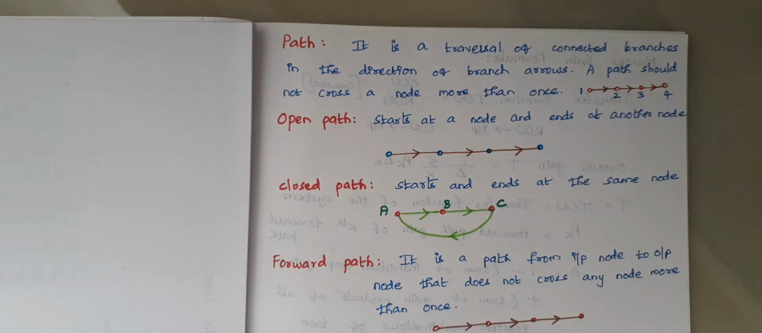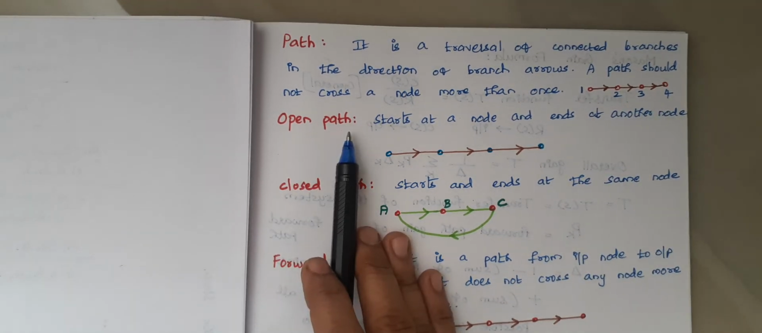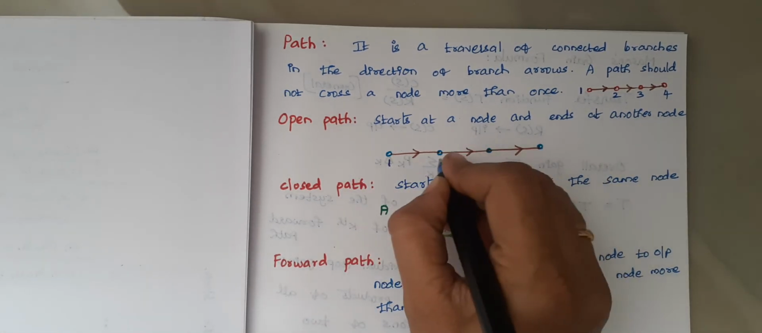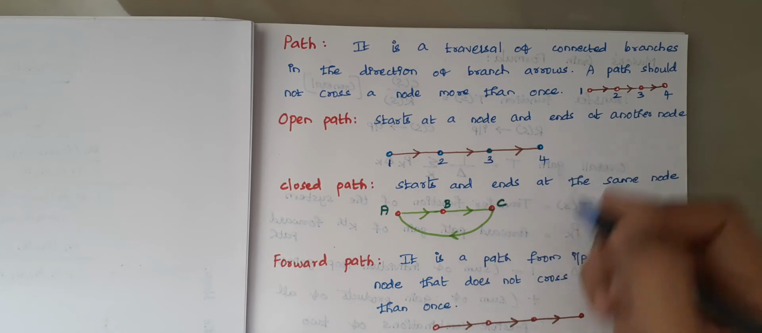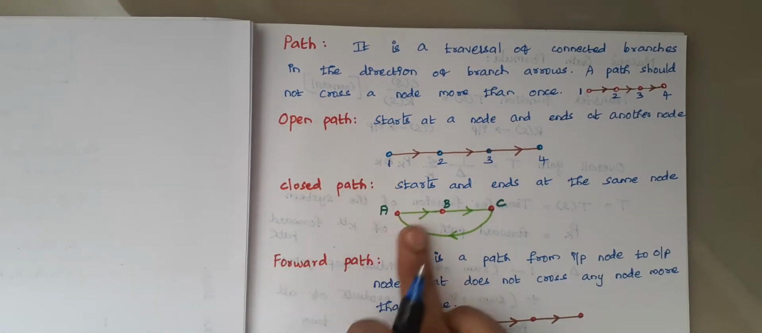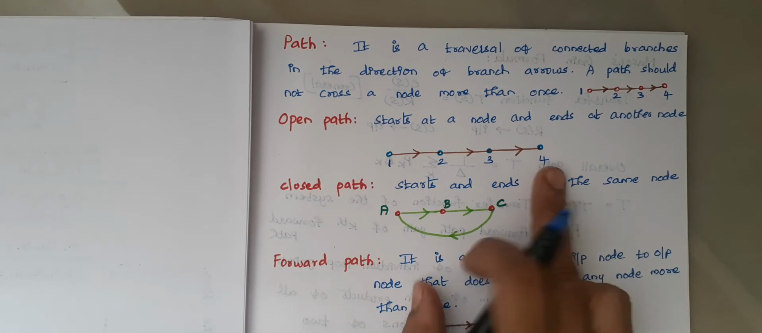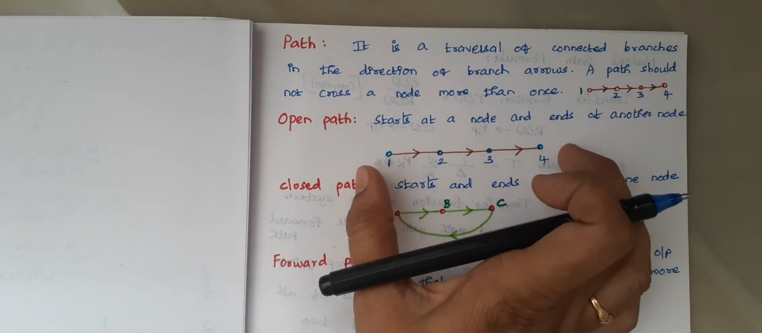And the next one is open path. An open path starts at some node and ends at some other node. This is an open path because it starts at node 1 and ends at node 4.